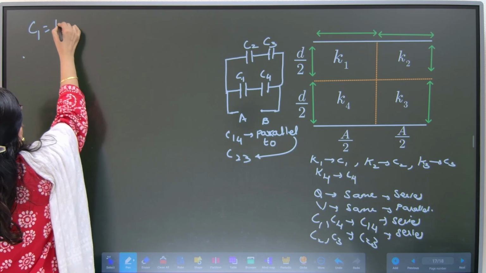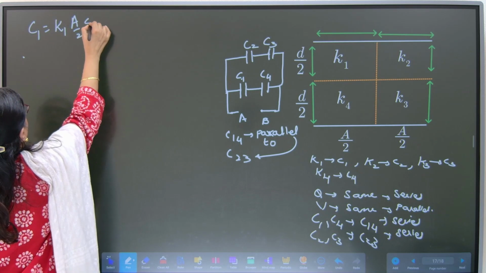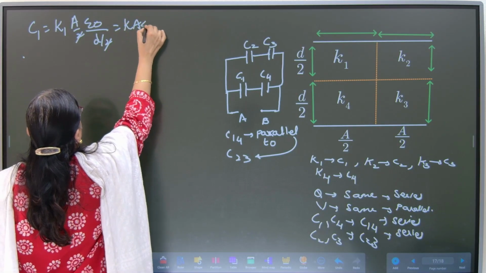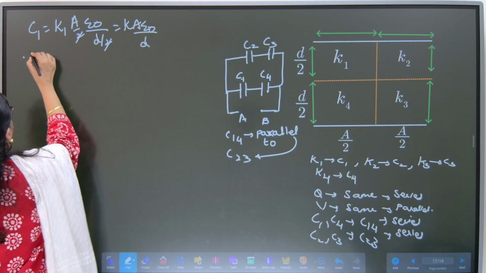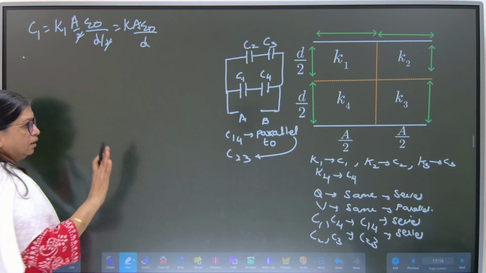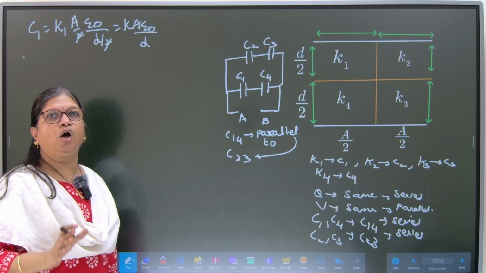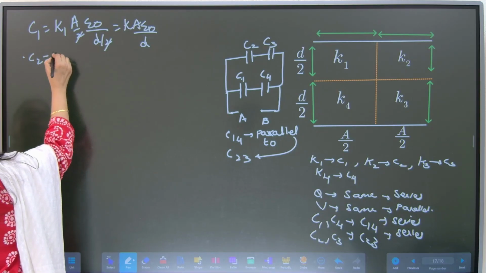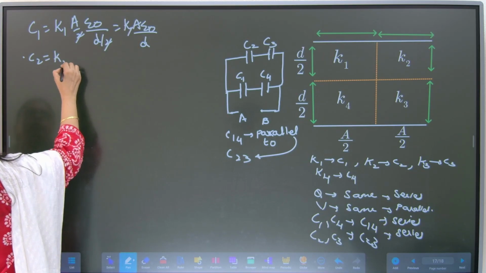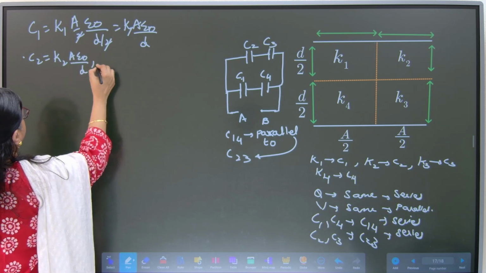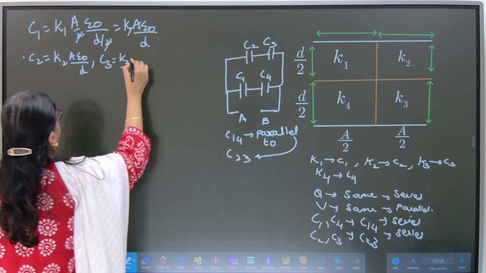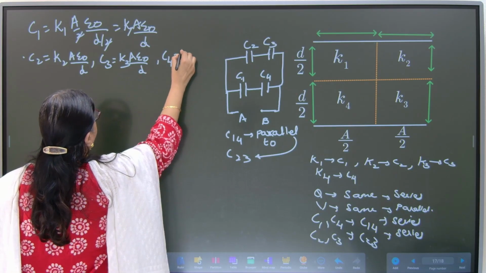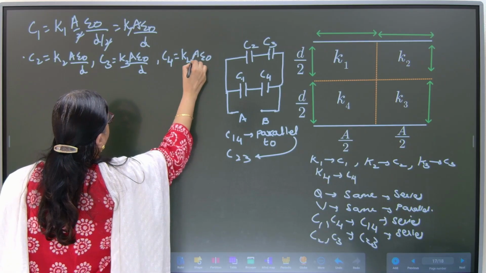C1 is equal to K1 A upon 2 epsilon naught D upon 2, 2 cancel. So we get K1 A epsilon naught upon D. Similarly, because A and D are the dimensions of every slab here, we can write C2 is equal to K2 A epsilon naught upon D. C3 is equal to K3 A epsilon naught upon D. C4 is equal to K4 A epsilon naught upon D.